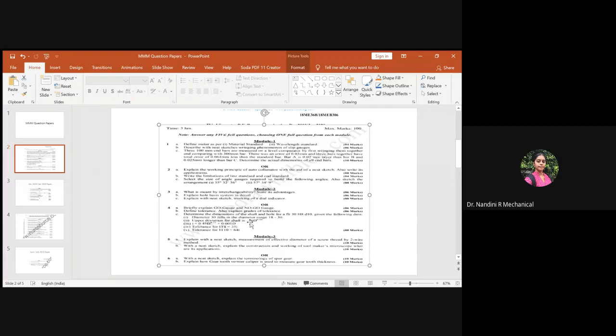Upper deviation for the shaft is also mentioned. The value of i is given. The tolerance for IT8 is also given for the hole basis, and tolerance for IT10 is given for the shaft basis. And always the hole basis will be represented by capital letters and the shaft by small letters. You know all this, no need for me to explain again.